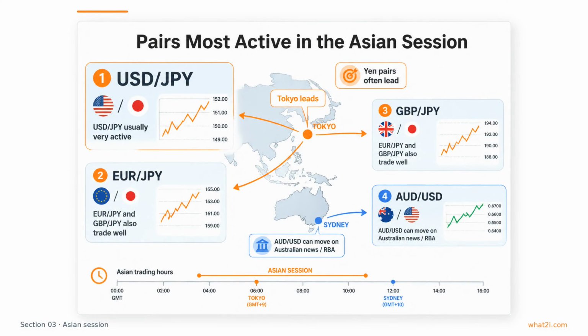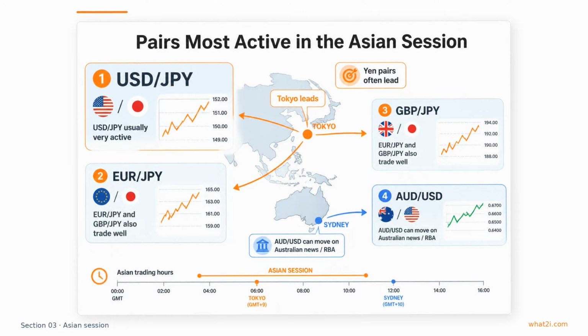The pairs that are usually most active in Asia are linked to Japan and the broader Asia-Pacific region. Yen pairs often lead the session, with USD/JPY usually at the center of attention. EUR/JPY and GBP/JPY can also move well, especially when broader market sentiment affects demand for the yen. AUD/USD is another important pair because Australian data and Reserve Bank expectations can move it during these hours.